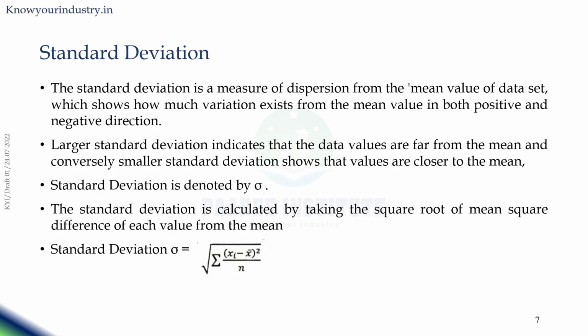Standard deviation. The standard deviation is a measure of dispersion from the mean value of a dataset, which shows how much variation exists from the mean value in both positive and negative direction. A larger standard deviation indicates that the data values are far from the mean, and conversely, a smaller standard deviation shows that values are closer to the mean. Standard deviation is denoted by sigma. The standard deviation is calculated by taking the square root of the mean square difference of each value from the mean.